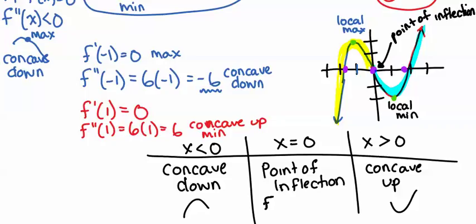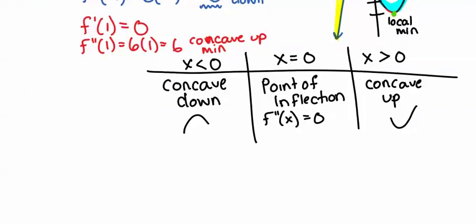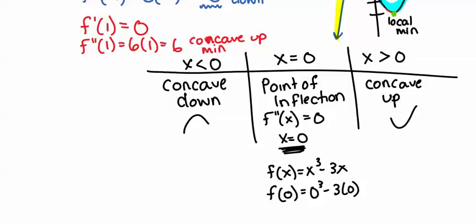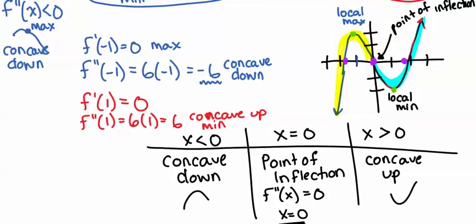And our point of inflection happened when our second derivative was equal to 0. Our second derivative was 6x, so we set that equal to 0. So we found that at x equals 0, we have a point of inflection. And if we want to know what our y value is, we go back to our original function, x cubed minus 3x, and we sub in 0. So it's 0. So at the point (0, 0), we've got a point of inflection. Whew! That's almost everything you need to know about curve sketching in 25 minutes.